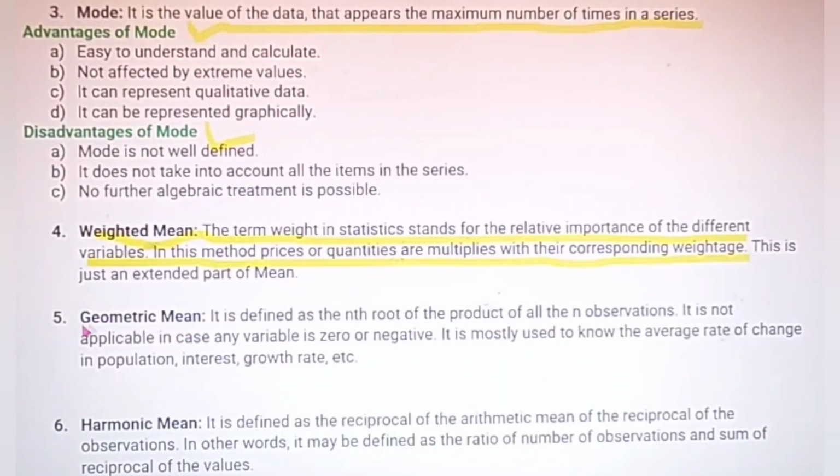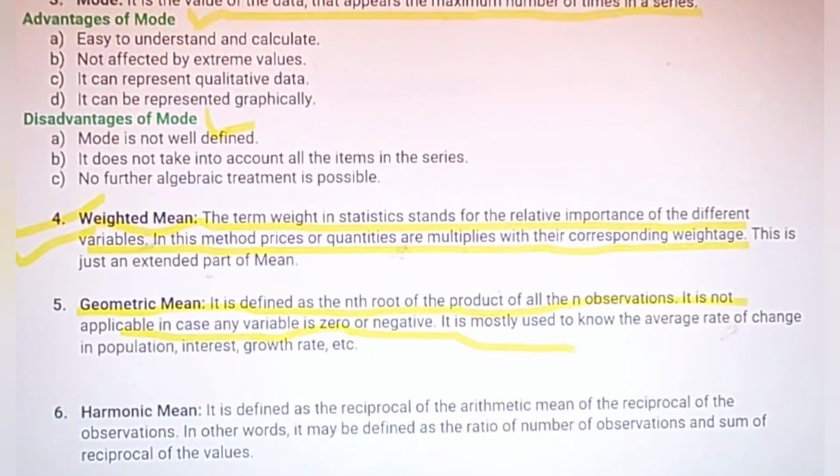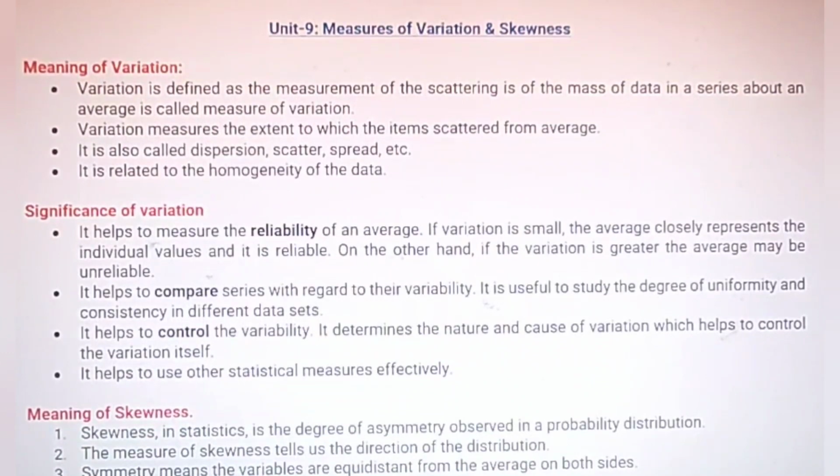And geometric mean is defined as the nth root of the product of all the observations, and it is applicable in case any variable is negative or zero. Basically, you might get one numerical question from mean, median, mode, and weighted average. Weighted average is most likely to come in the exams, so you might get a numerical on this. Okay, now quickly let's move on to the next unit, unit 9, measures of variation and skewness.